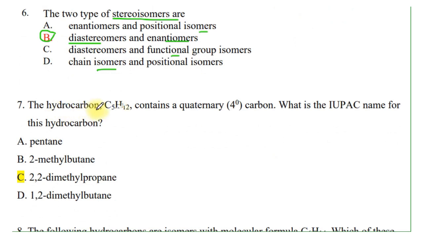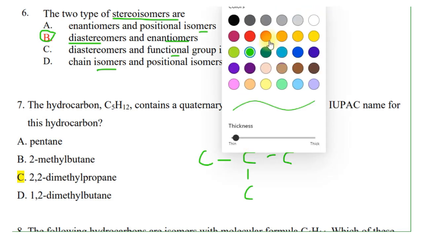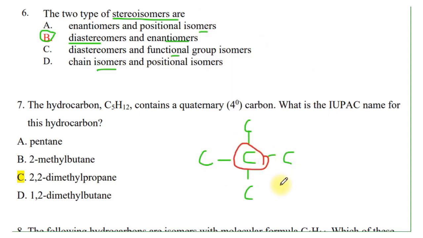Next, question number 7. The hydrocarbon C5H12 contains a quaternary carbon. So I try to draw it. Quaternary means attached to 4 carbons. So this is the simple structure of the C5H12 quaternary, referring to this carbon. What is the IUPAC name for this hydrocarbon? The parent is propane, with 2,2-dimethyl groups. That's why the answer is C.